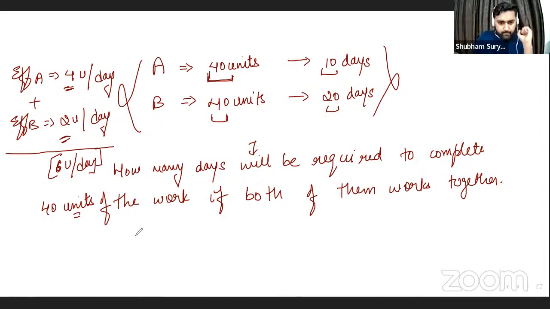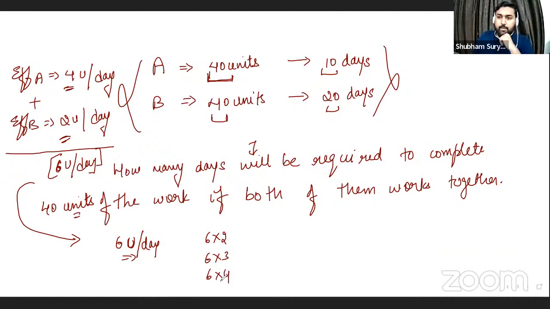Now if they work together, every day they are able to finish 6 units of work. So you can just write it as 6 units per day. Exactly in 2 days, how much work can they do? 6 into 2. In 3 days, 6 into 3. In 4 days, 6 into 4. So exactly in n days, they can finish 6 into n, that much amount of work.